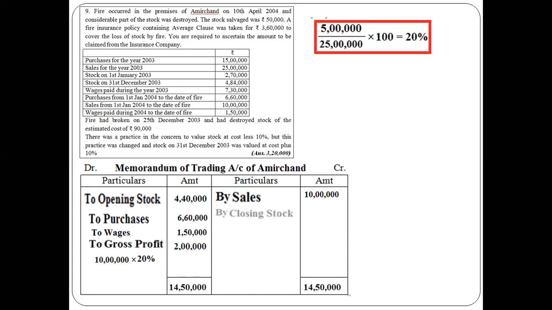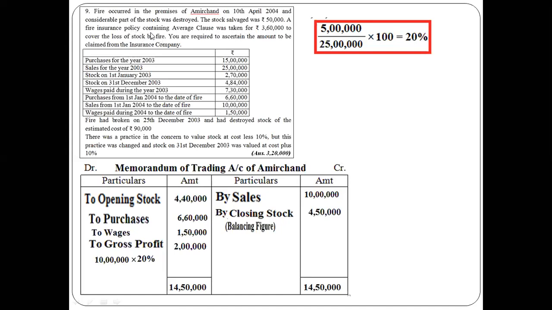Then we calculated the value of closing stock amounted to rupees 4,50,000 as a balancing figure. Once we calculated the value of closing stock as a balancing figure, now what would our focus be? Our focus would be on the calculation of the value of claim. As the question says, the value of the insurance policy amount is given in the question.